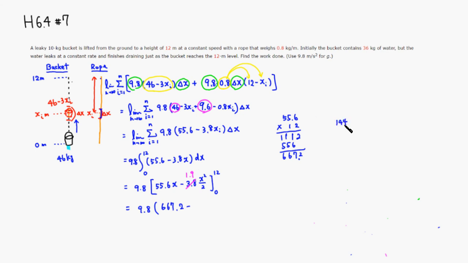So 144 times 1.9 is 273.6, and that is subtracted. So 667.2 minus 273.6 is 393.6. Then we multiply by 9.8.